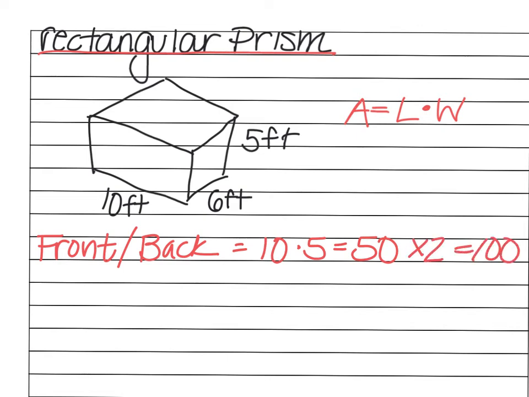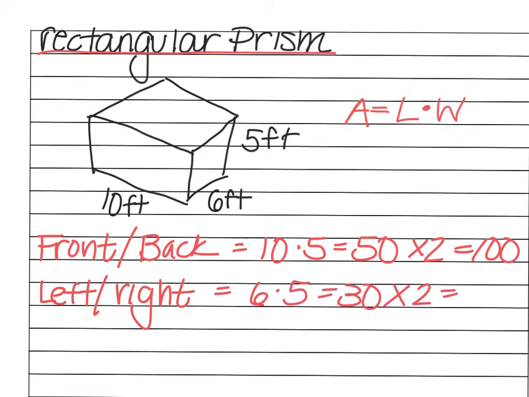Then you need to look at the left side and the right side. So here would be the right side of the box, and then you'd have a left side over here. So this is left and right side. And the area of that is 6 times 5, which is 30, but you have a left and a right, so you need to multiply it by 2, which is 60.